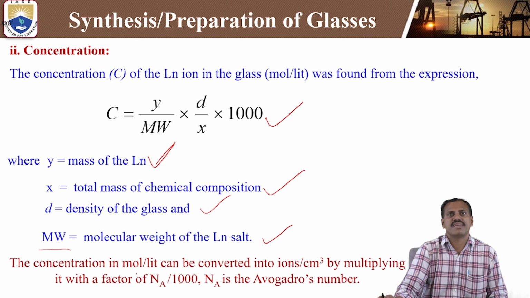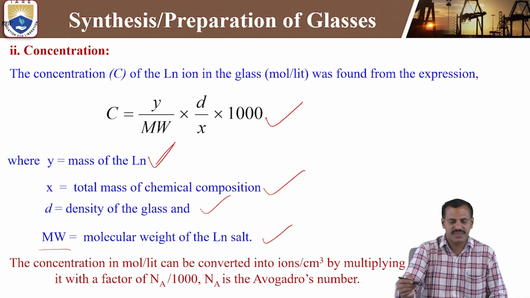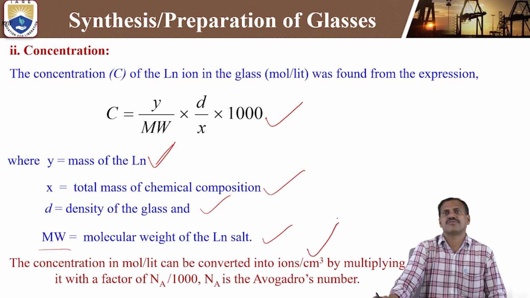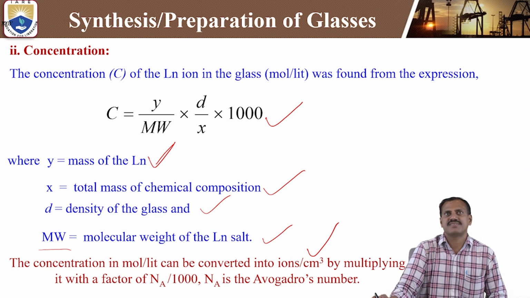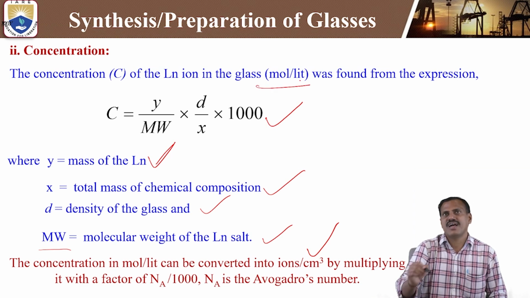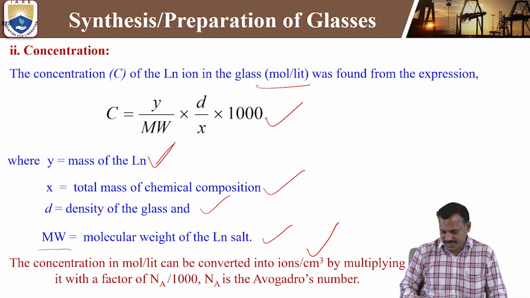The concentration in moles per liter can be converted into ions per centimeter cube by multiplying with the Avogadro number. Then we can convert moles per liter into ions per centimeter cube. First, you calculate the moles per liter, and after that we multiply with the Avogadro number. Then you get the ions per centimeter cube. That is the second parameter for the concentration.